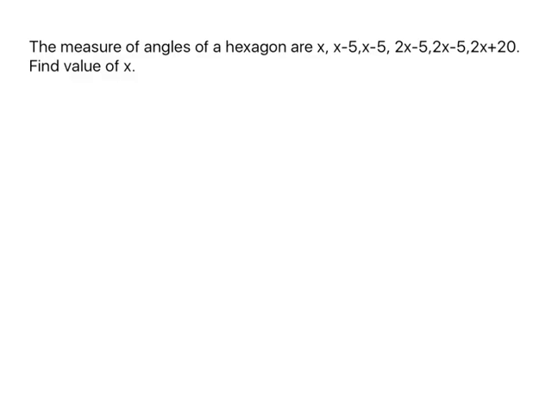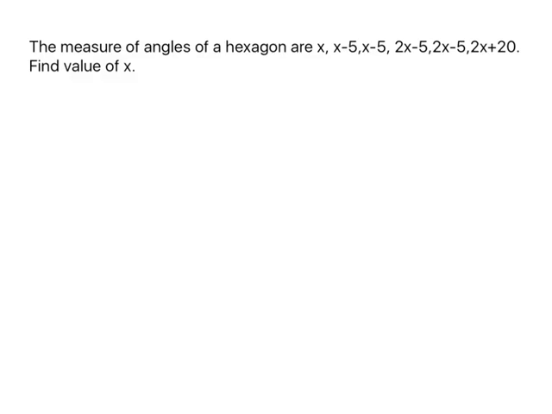Next question we have, the measure of angles of a hexagon are x, x minus 5, 2x minus 5 and 2x plus 20. Two angles are of measure x minus 5, two angles are of measure 2x minus 5, one is x and one is 2x plus 20. And we have to find out the value of x.